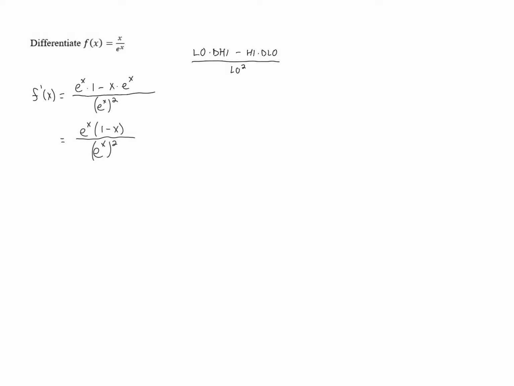And we actually can cancel a factor of e to the x out of the numerator and denominator. There's an e to the x in the top, and in the bottom, it's e to the x squared. And if we cancel one of those e to the x's, we're left with the other one. So we're just left with e to the x down there. And so this gives us 1 minus x, all over e to the x. And that is our derivative.